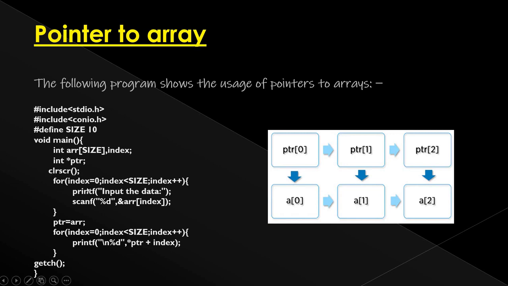Now we will use a for loop to print the data or take input from the user. index equals 0, index is less than size, index plus plus. In a for loop we use three parts. First is the initialization part, second is the test condition part, and third is the updation part. Now we will take input from the user one by one up to size 10. ptr equals arr. For index equals 0, index is less than size, index plus plus.